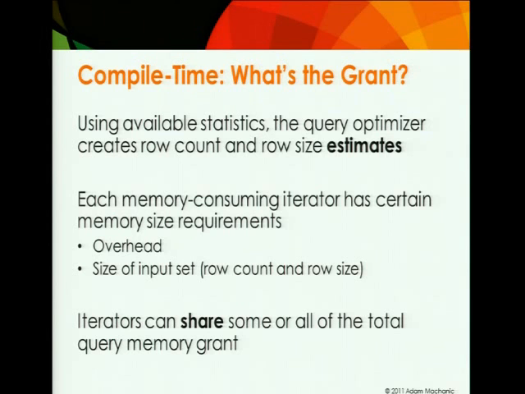So what we could do is take all the grants and add them up for each iterator. So you have 3 sorts. Each sort requires a 100 meg grant. You could add those 3 up and come up with a 300 meg total grant. But that wouldn't be too efficient. So what the SQL Server team did is they thought through this a bit more and realized that some of the iterators can actually share memory. Each iterator has a build side and a utilization side.